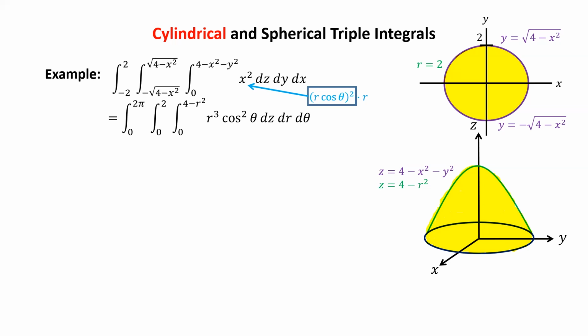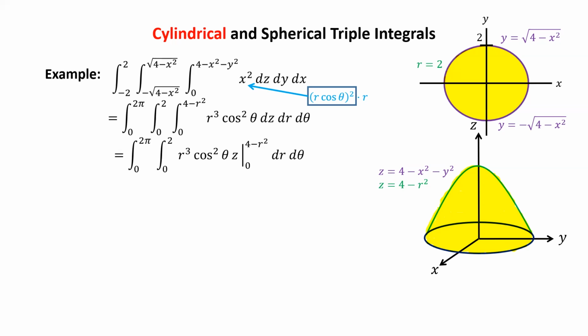The second picture shows us the z limits. Z is going from z equals 0, the xy plane, straight up until we hit the paraboloid, z equals 4 minus r squared. And then remember that x was r cosine theta, so we get (r cosine theta) squared times r, which we can multiply out to get r cubed cosine squared theta.